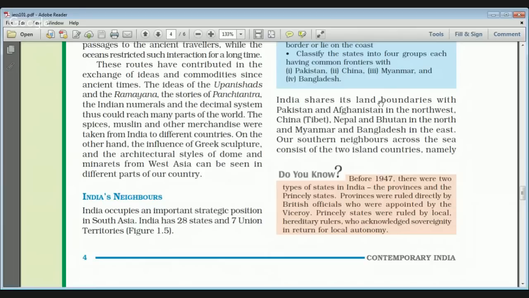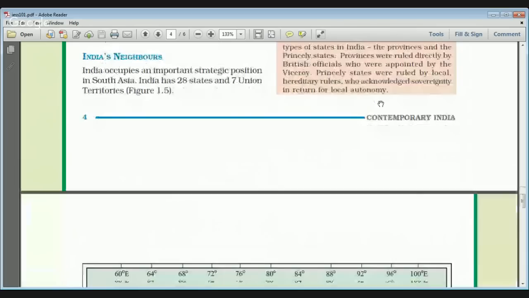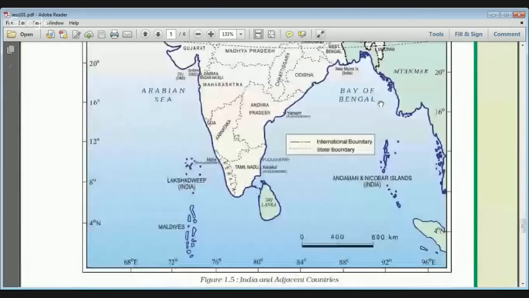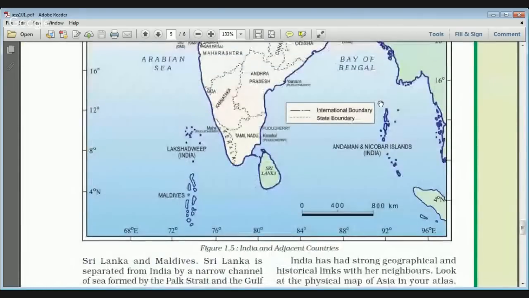So Pakistan and Afghanistan in the northwest, then China, that is the Tibet region of China, in the north, and Nepal and Bhutan in the north, then Myanmar and Bangladesh in the east. If you see our southern neighbors across the Indian Ocean, they are two types of island territories. On the southeast side we have Andaman and Nicobar, which is in the Bay of Bengal, and on the southwest side we have Lakshadweep.